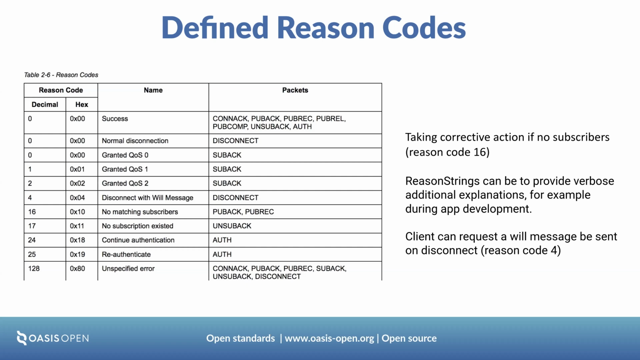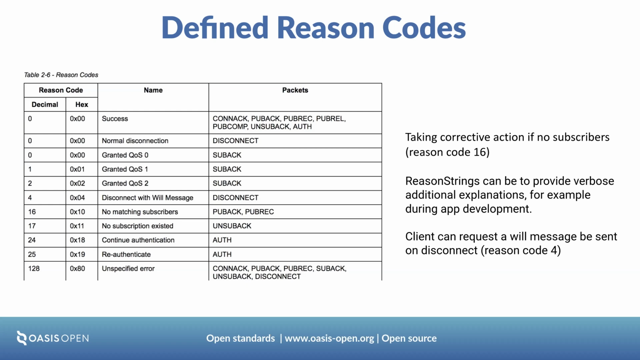There's also a disconnect with will message reason code. So the client application can send in a disconnect to the server. In 3.1.1, the only way to elicit a will message from the server would be to end the TCP connection directly without sending a disconnect packet. So this can be a cleaner way of getting that will message to be sent out and updating the state for that client.